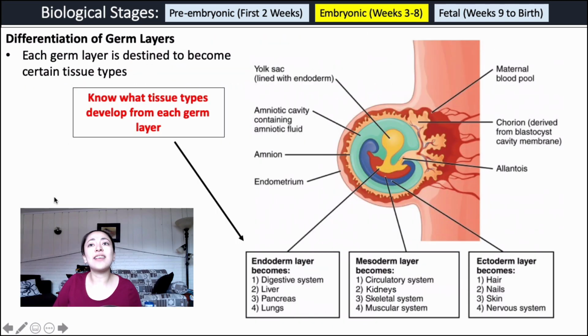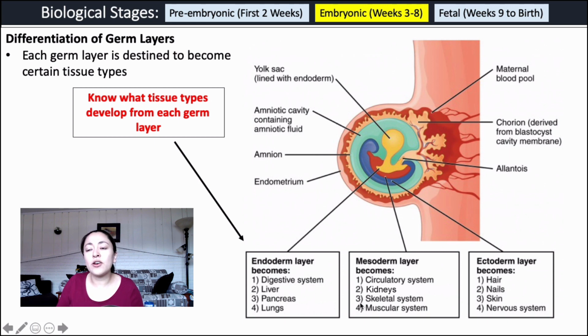Each germ layer is destined to become a certain type of tissue, and you need to know what tissue types develop from each germ layer. And we could actually list a whole bunch more, but the only ones I want you to know are what is shown in this diagram here. So remember, the endoderm layer, this is the innermost layer, so it's going to become a lot of the internal organs, like the digestive system and accessory digestive organs like the liver and pancreas. And it also will form the lungs as well.